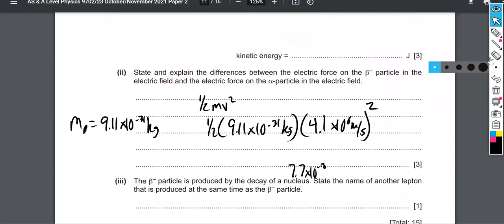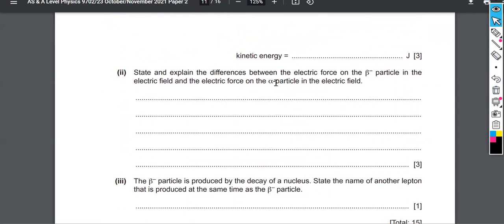All right, so this question: state and explain the differences between the electric force on the beta minus particle in the electric field and the electric force on the alpha particle in the electric field. Many students lost marks on this because they didn't identify differences. They only maybe listed one, or they didn't explain what the difference is, or they talked about other things besides the electric force. It's only really asking about the force. So the force is in the opposite direction, and the explanation for that is because they have opposite charges, they're going to be pushed in different directions by the electric field.